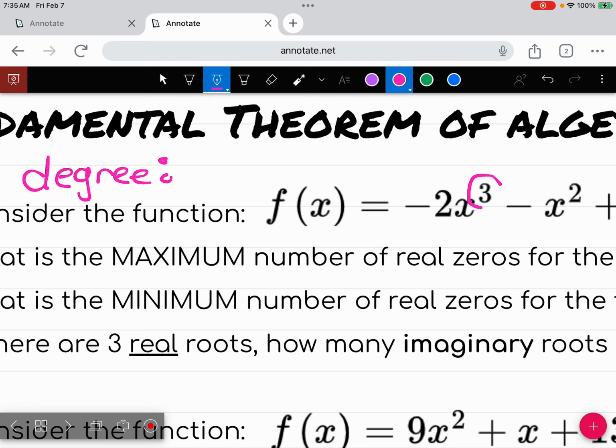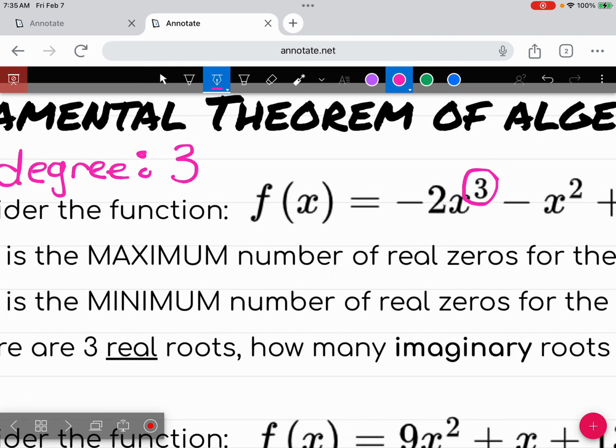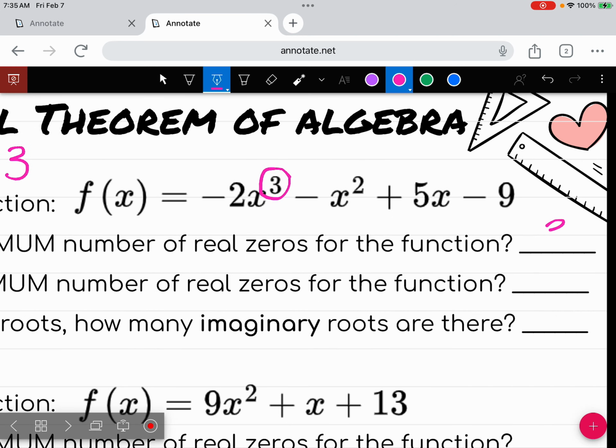It's the biggest exponent. So our degree is 3. Which means, what is the absolute most number of roots we can get for this polynomial? 3. The absolute maximum. I am never going to have 4 roots on this guy. I will never have 6 roots on this guy. I will have exactly 3 roots.